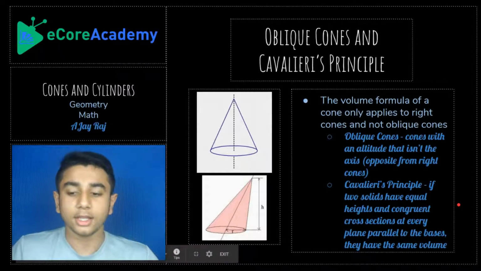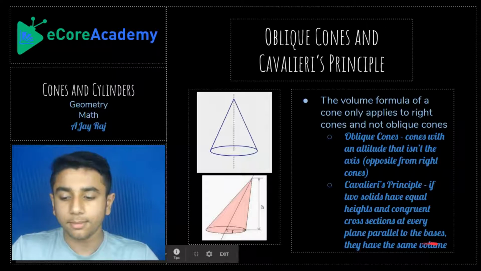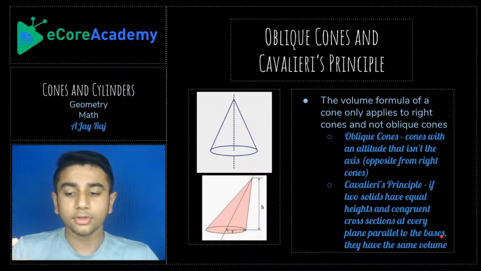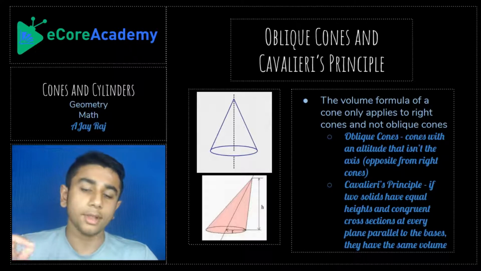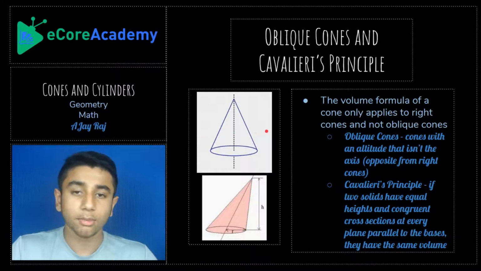It's actually a very high concept principle. It says that if two solids have equal heights and congruent cross sections at every plane parallel to the bases, they have the same volume. Now I'm just going to dumb that down for you. Not that you might need help understanding it, but it's actually very important because it should be looked at in simple terms, not complex terms. So if you take this cone and you slice it up from every single possible plane parallel to the base, you're going to get a circular cross-section that has to be equivalent to that of any other cone which has the same volume.